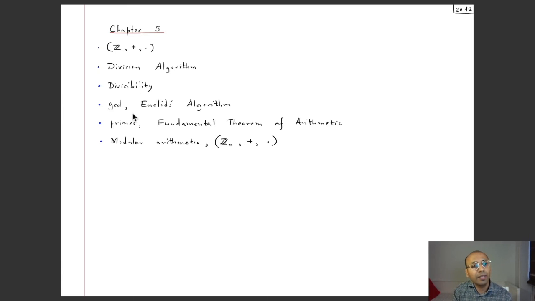Then we discussed divisibility, and then we also introduced the notion of the greatest common divisor and learned about Euclid's algorithm for the computation of the greatest common divisor. Then we defined what primes are and learned about the fundamental theorem of arithmetic, and we saw also how using the prime factorization you can compute the GCD. And finally, the last topic in chapter 5 was modular arithmetic. We introduced an equivalence relation which is congruency modulo n, and then we introduced the notion of addition modulo n and multiplication modulo n, and we learned some properties of these operations.